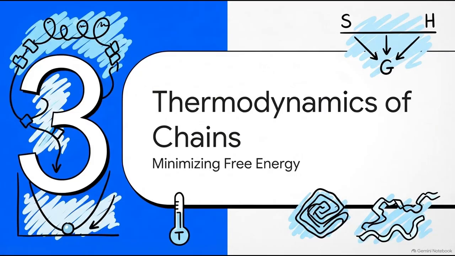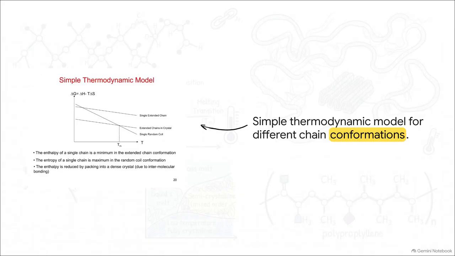All right, on to section 3, thermodynamics of polymer chains. Let's see how all this mobility ties into the thermodynamics that dictate how these chains behave. Now, nature always wants to be in the most stable state possible. We can see this through the simple thermodynamic model where the change in free energy, delta G, equals delta H minus T delta S. Basically, polymer chains inherently adopt whichever conformation minimizes their free energy.